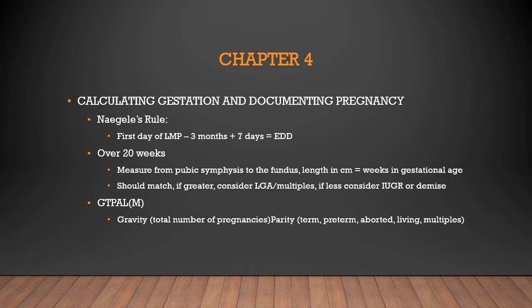And then you should be familiar with the gravity, term, preterm, aborted, living, and multiples abbreviation that we use to document the number of pregnancies that a person has had. And you can review those on page 54 in your textbook, but you should be able to identify what each of those letters stands for.